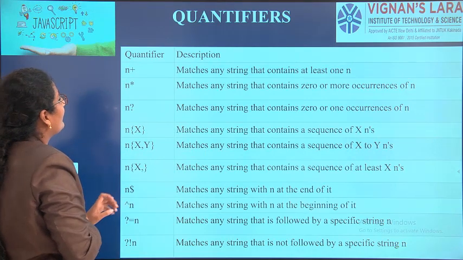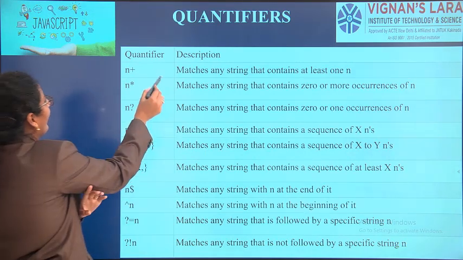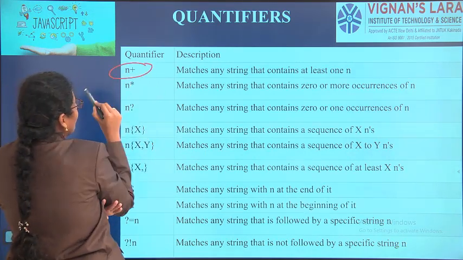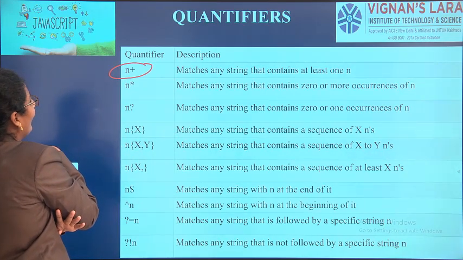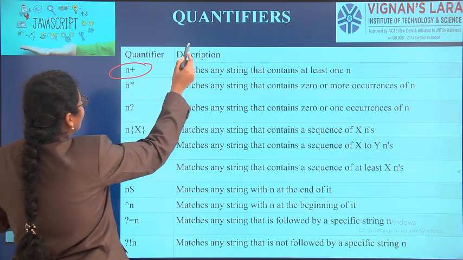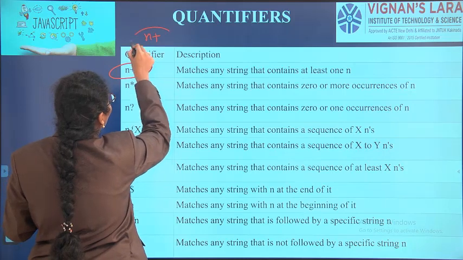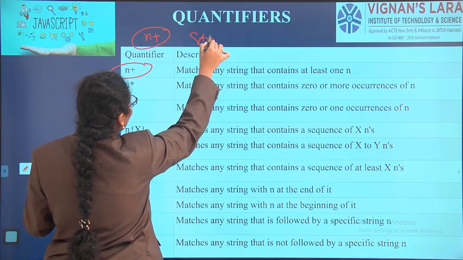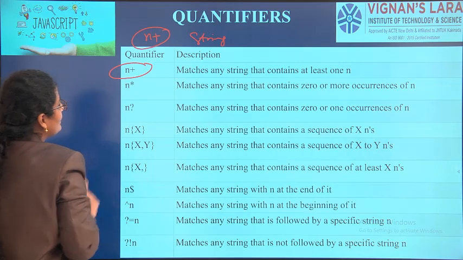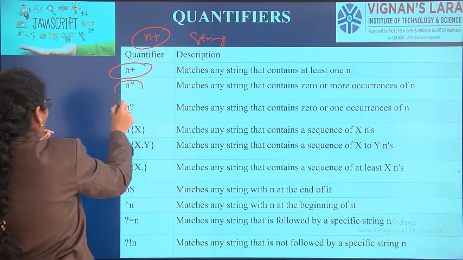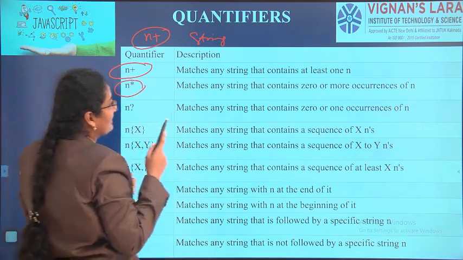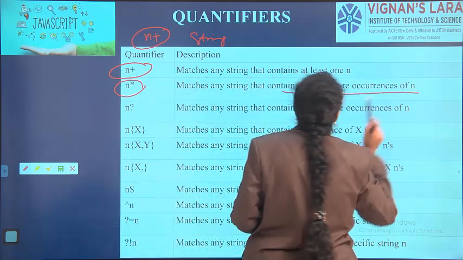We have some quantifiers and their meaning. So first one, n plus, matches any string that contains at least one n. N plus is the quantifier that will match with a string that has at least one n. N asterisk matches any string that contains 0 or more occurrences of n.